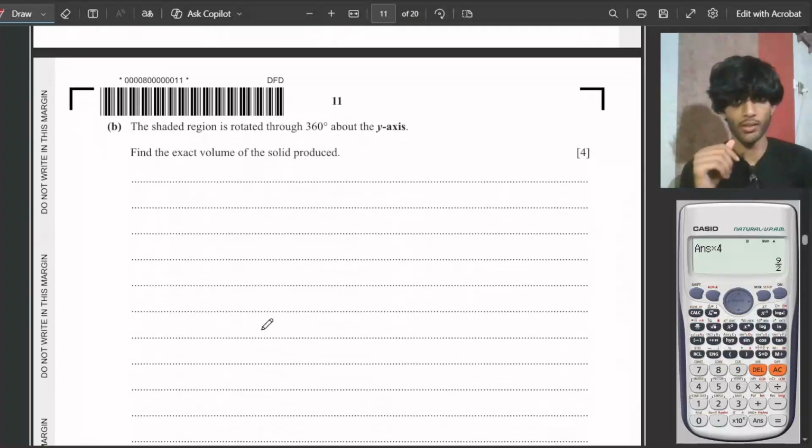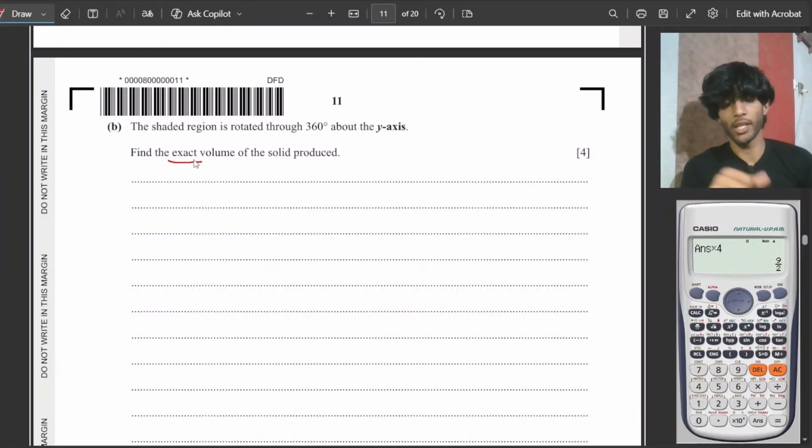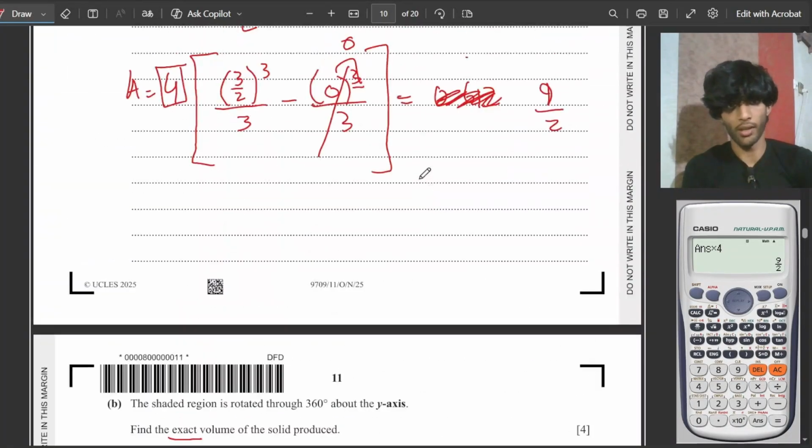Part B basically says the shaded region is rotated through 360 degrees about the y-axis. Find the exact volume of the solid produced. Exact means no decimal answers. If it's a fraction, you leave it as a fraction. If it has square roots, you leave the square roots. If it has a pi in the answer, you leave the pi as it is. You don't change anything, you just give an exact answer.